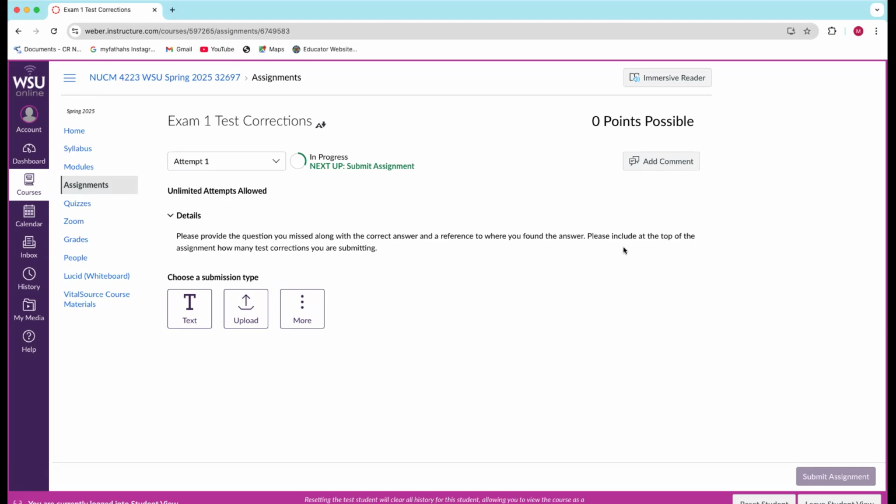And then along with those things, please include at the top of the assignment how many test corrections you're submitting. You'd be surprised at some papers that I get, they're super unorganized and it's just listed in a row and I can't tell where the start of one is and the end of another one is, and trying to decipher through that just takes me a long time. So it just helps me to know kind of what I'm looking for. So if you list how many questions are at the top.